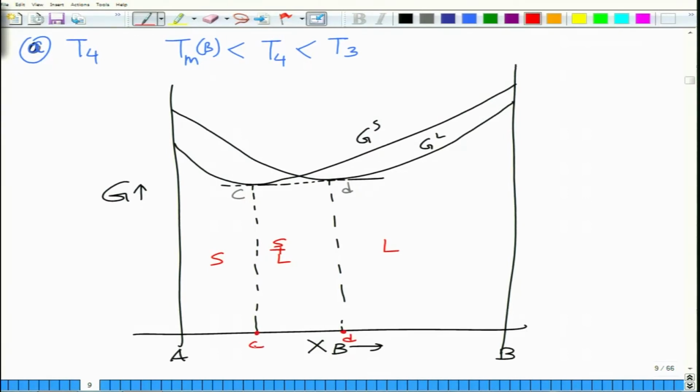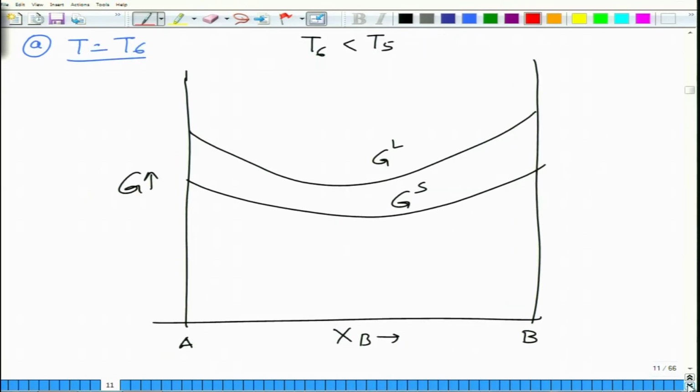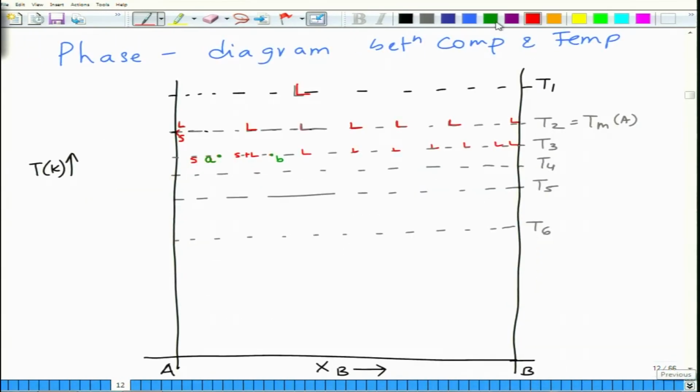So, if your composition is lower than C, you only had solid phase. If your composition is above D, you only had liquid phase. Between C and D, you will have a mixture of solid and liquid coexisting. Solid composition will be given by C and liquid composition will be given by D. The proportions will be worked out later. We will see how the proportion changes as a function of composition. So, if I now take these 2 points, so let us say this is C, maybe it's getting a little, let us just zoom it a little bit.